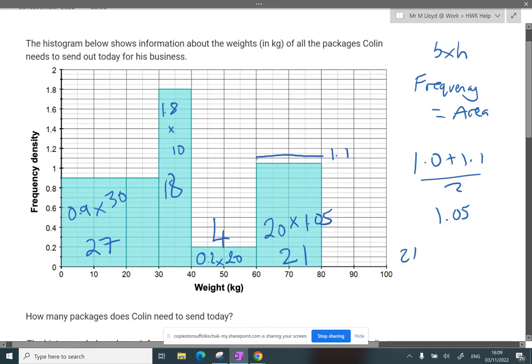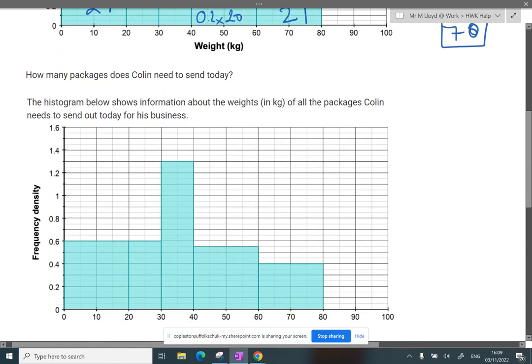Right, add these together now. So we've got 21 plus 4 plus 18 plus 27, and that's 70. So Colin needs to send 70 packages. Use your calculators at all times. Do not make any silly mistakes.